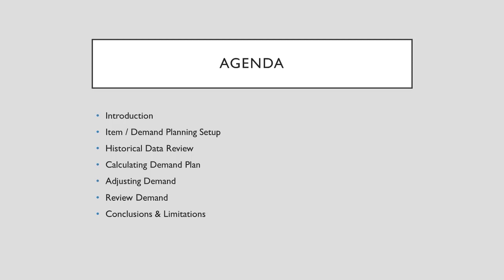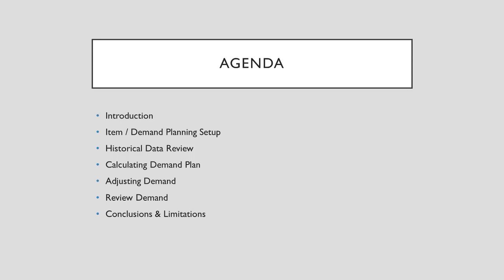So in this little demonstration, we took a look at the item and planning setup to support NetSuite's demand planning, and then walked through the typical steps a planner takes to understand the historical demand, generate a new demand plan, adjust the calculated demand, and evaluate the results.